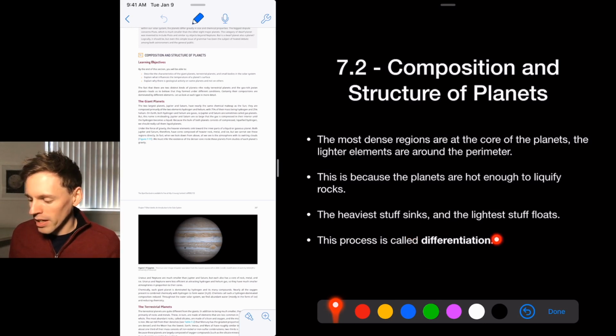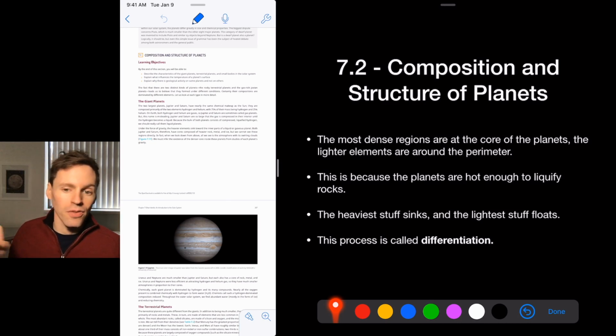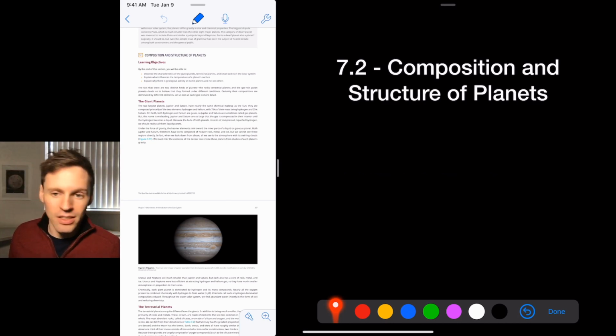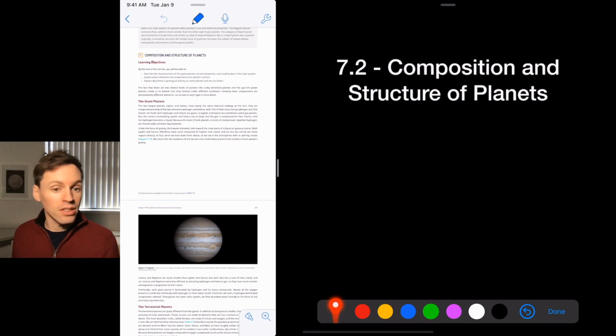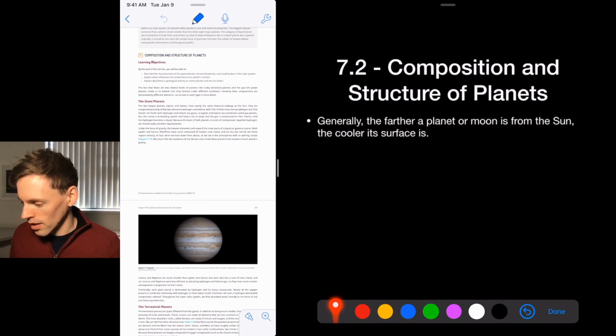Same thing happens when planets sit for too long. The iron sinks to its core and the lighter stuff floats around at the surface. And that process is called differentiation. That's why the Earth's crust is very light and fluffy, delicious, and Earth's core is very molten iron.